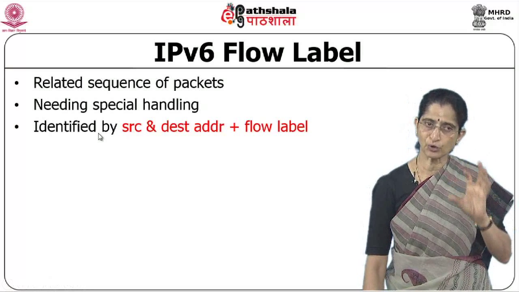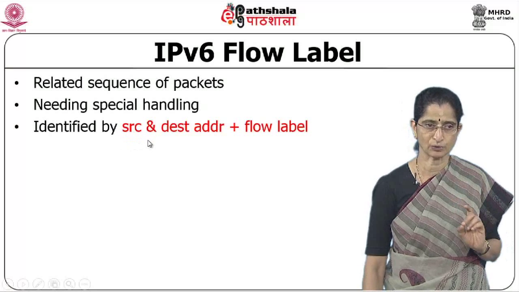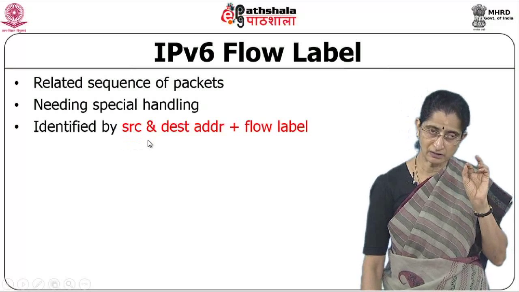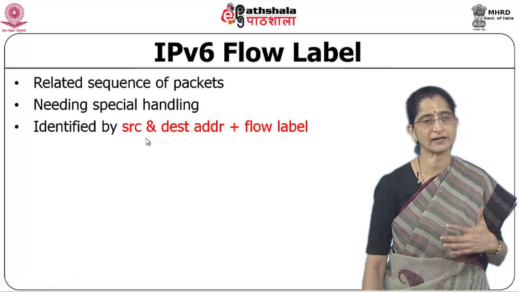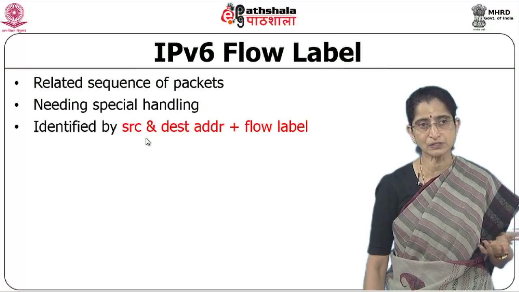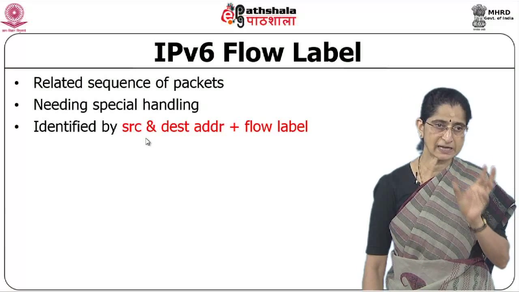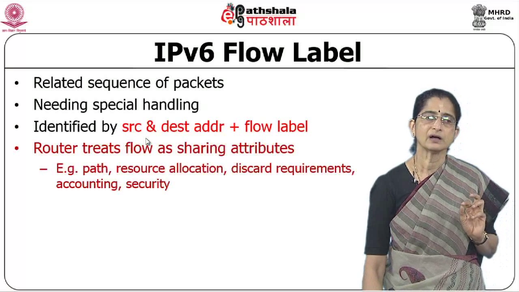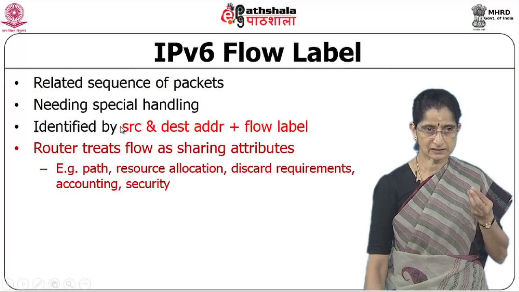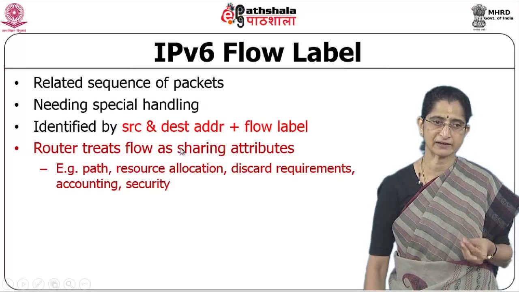So, the flow normally is identified by means of the source address, destination address plus the flow label, which means, between a source and a destination pair, you could have multiple flows, and each of those flows could have different labels. So, you could have different treatments for different flows, even if they are between the same two pairs of nodes. Okay. And the router basically can provide different sharing attributes to this flow.